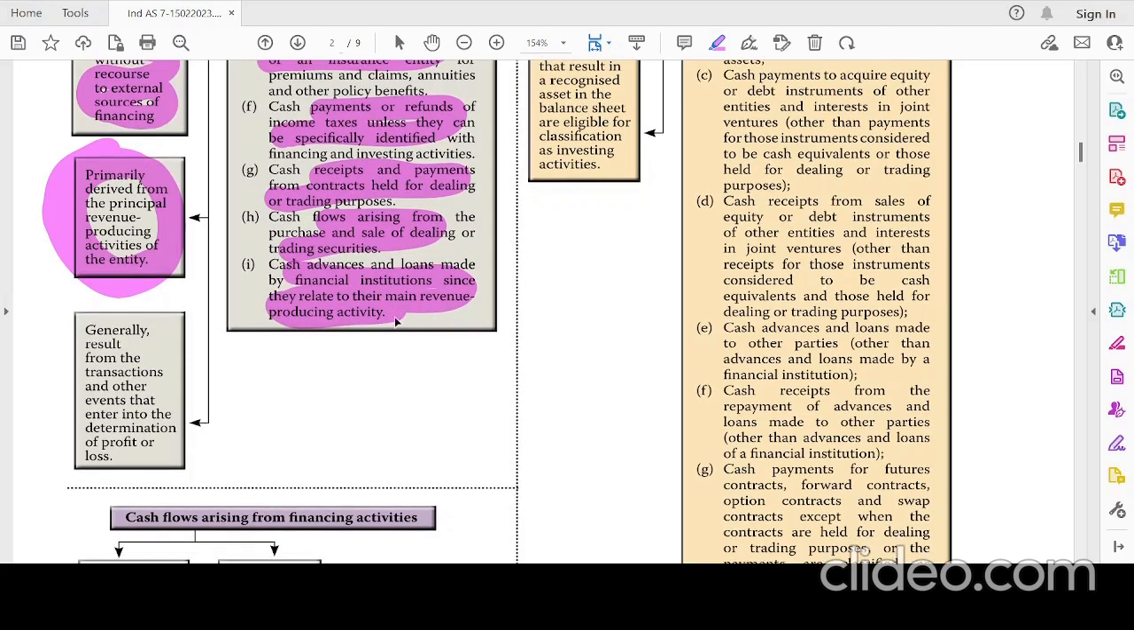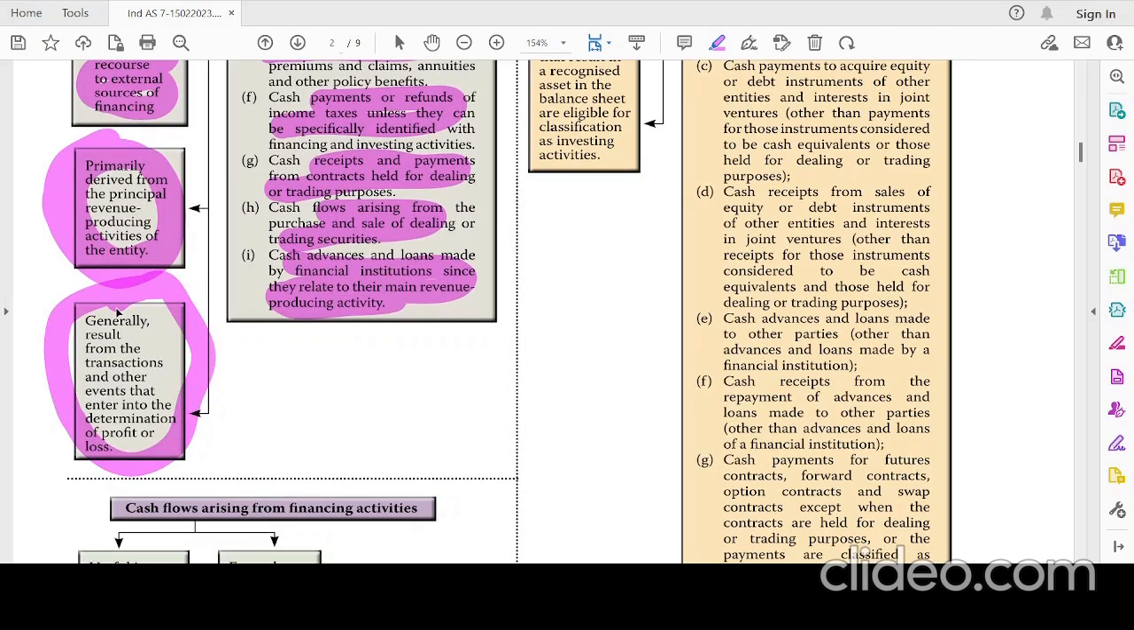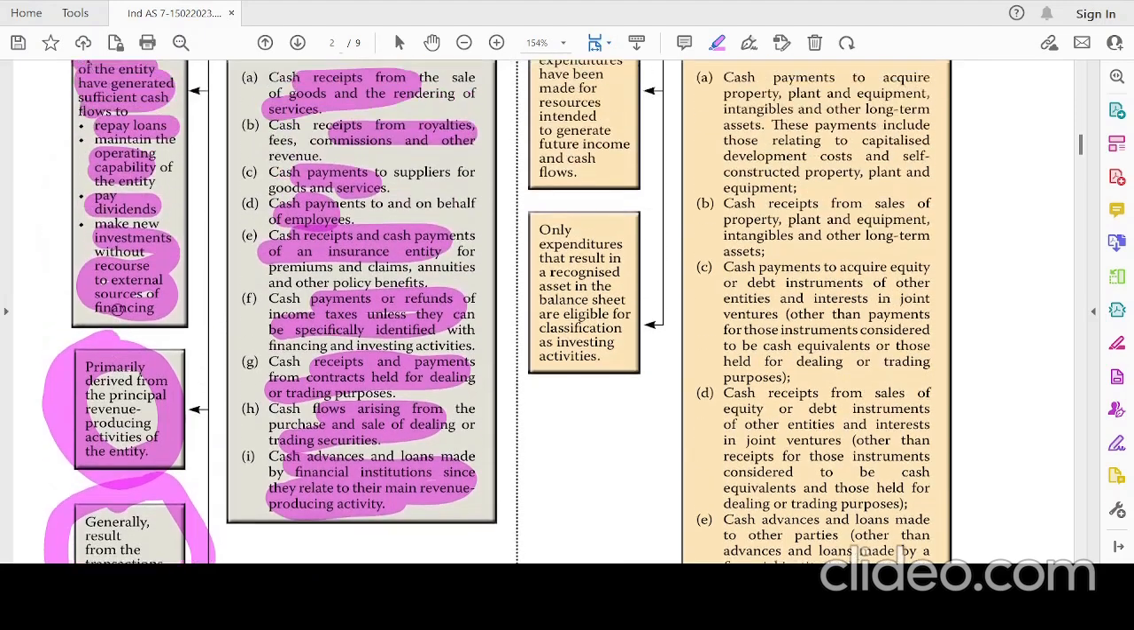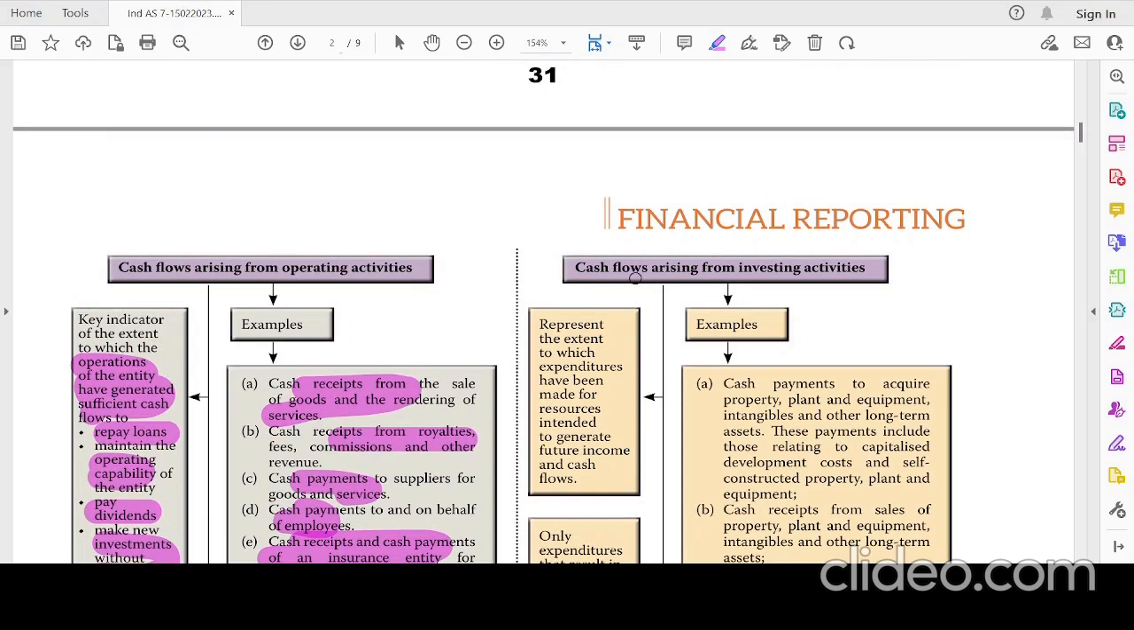Now, operating activities generally result from the transactions and other events that enter into the determination of profit or loss. Mostly these events will be related to determining the profit and loss. Those items that go into the profit and loss statement will be forming part of the operating activity, to be simply understood. Okay. Now, let's move on to investing activity. It represents cash flows to which expenditures have been made for resources intended to generate future cash flows. Okay, I am creating some asset to generate future cash flow.